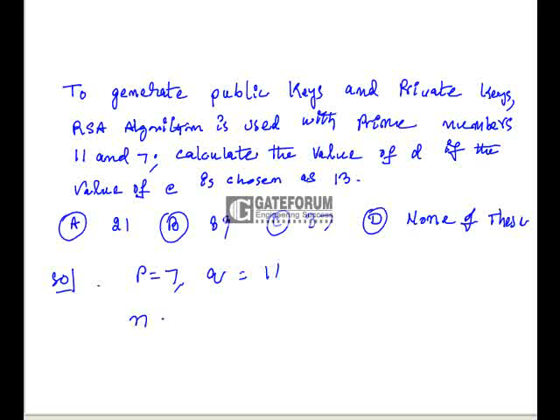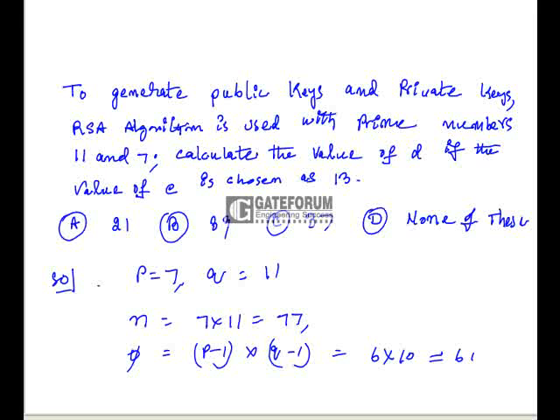Then we can select N as the product of two prime numbers, N is 7 into 11, which is 77. So phi will be selected in this procedure as P minus 1 into Q minus 1. This is nothing but 6 into 10, which is 60. So we have to select E. Already E is chosen as 13.